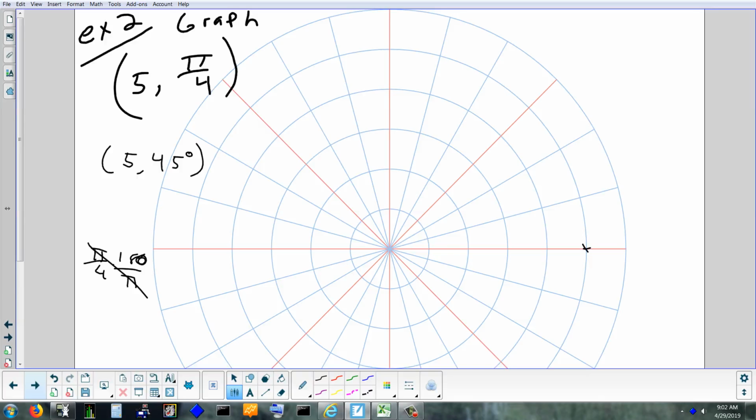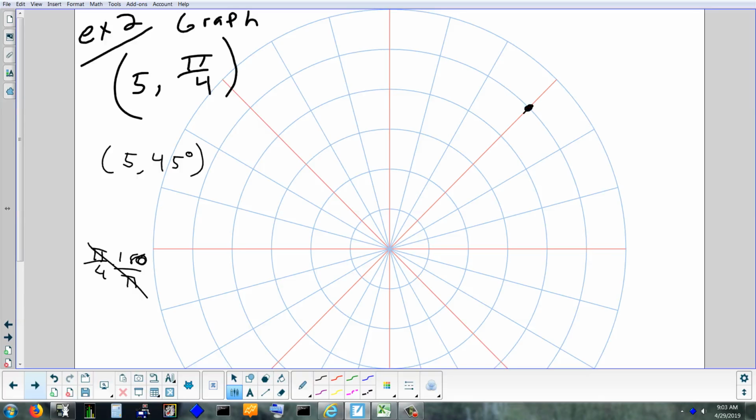And now, Connor, from there, what's my angle? 45 degrees. 45 degrees, which way? The left. Well, it's circular movement, so clockwise or counterclockwise. So we're going to go 15, 30, 45. And that's your answer. So you graph the point 5 comma pi over 4. Any questions on that one?